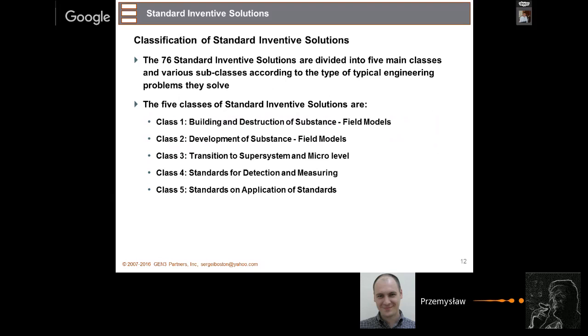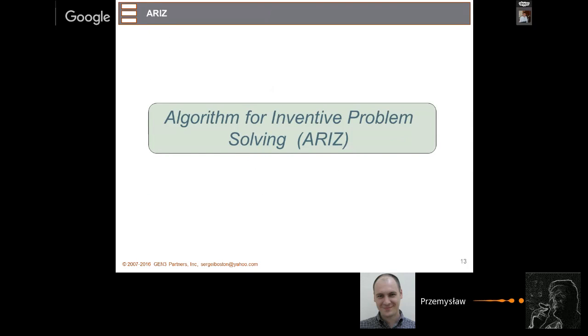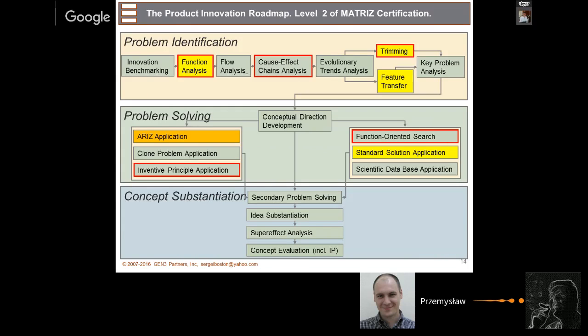The last topic, not a big one but important, is the introduction to ARIZ, the algorithm for inventive problem solving. ARIZ is also a scarecrow. It's a scary thing, and many people say that it is very difficult. We cannot use it, and they just refuse to learn it. But ARIZ is a major part of level 3. Actually, ARIZ is a very powerful tool.